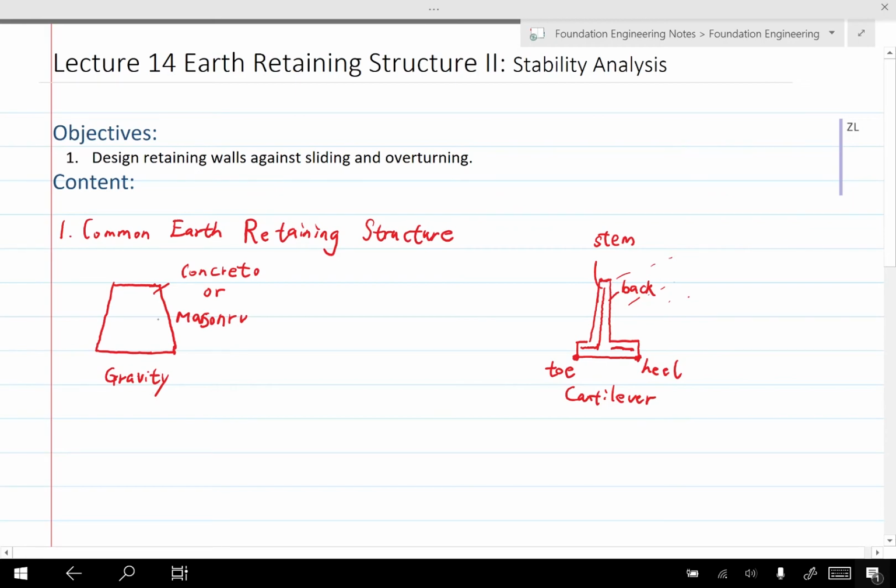The gravity wall, we use the gravity only, but for the cantilever wall, we also utilize the weight of the soil behind the back of the wall. So this type. So we kind of add the weight of the soil in this area to the weight of the retaining wall to help stabilize the soil here.